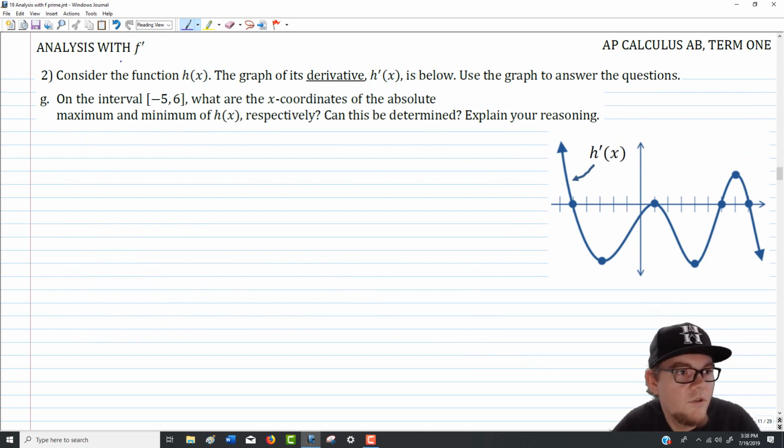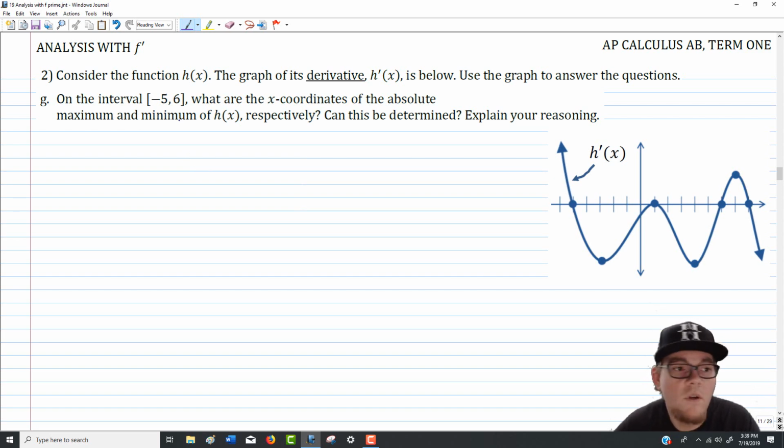Okay, next, that brings us to 2G, the final question from this section. And this is a tough question to think about, but I think it's actually very simple once you get your mind around what's here. It's very similar to the last question, in fact. So for 2G, on the interval -5 to 6, what are the x-coordinates of the absolute maximum and absolute minimum of h of x respectively? Can this be determined? Explain your reasoning. So we're trying to work our way through and figure out what's actually going on in this particular problem as far as absolute extrema are concerned.